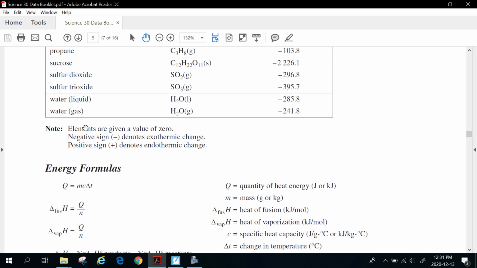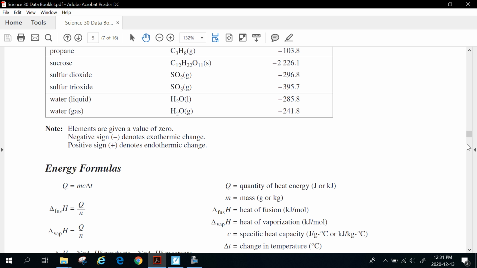Elements are not anywhere in the table. So that is really significant for combustion reactions. Oxygen you will not find in this table, but it doesn't matter for our calculations because the heat of formation is 0 for that. And again, it does tell us down here, exothermic reactions, you will get a negative sign. Endothermic, you will get a positive sign.